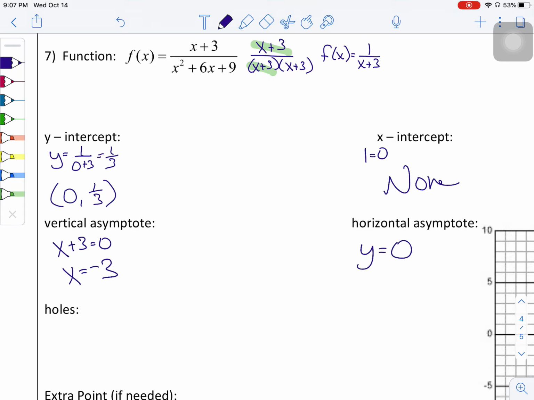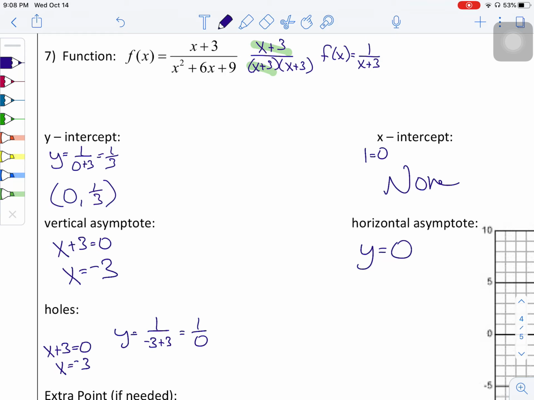We have a hole, maybe. This one's going to be a little bit weird. So let's go through the process and see what happens. If we look at what we canceled, we've got x plus 3 that we canceled out. If we set this equal to 0, we're going to get x equals -3. Now, if I put this into my simplified function, I've got 1 over -3 plus 3, I get 1 over 0. It's undefined. So you don't have a hole in this problem. You have a vertical asymptote.